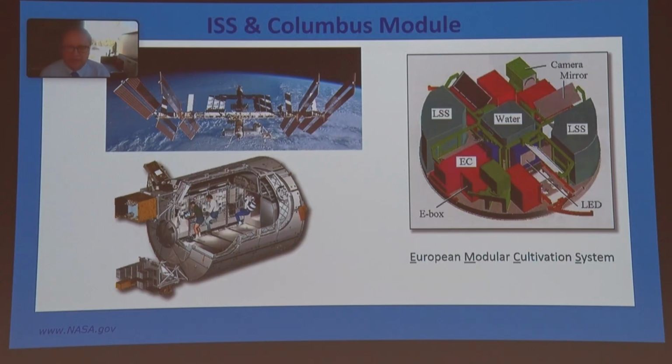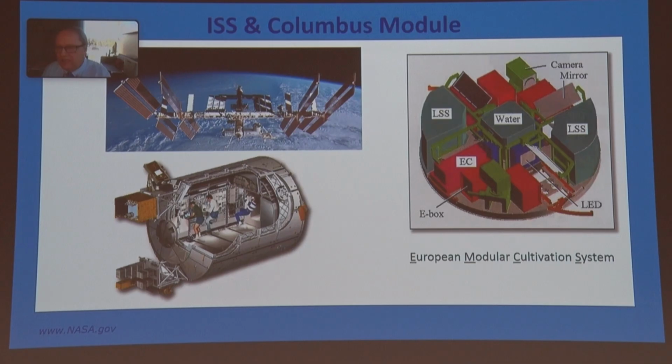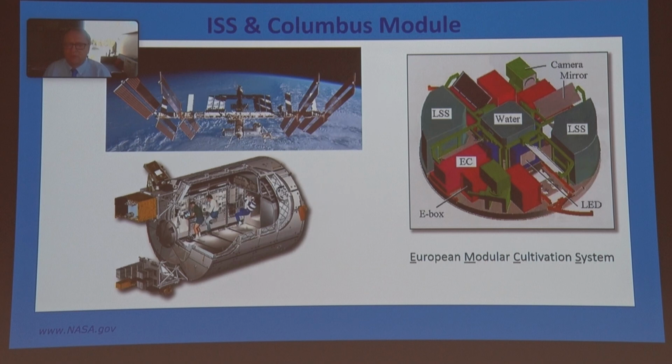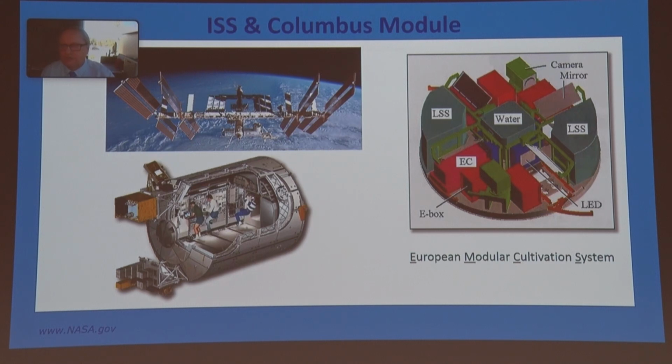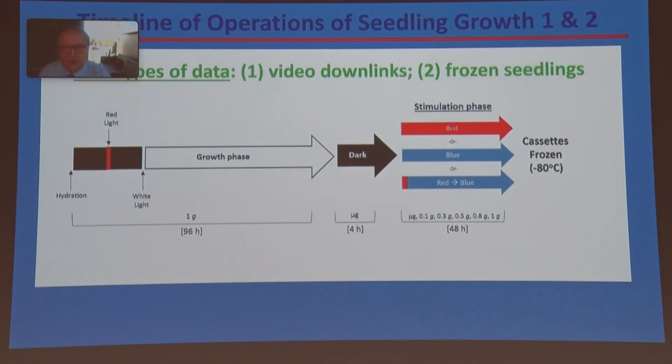The most important thing, though, is that the whole EMCS device is on a centrifuge pallet. And this is very important because you could do the experiments in microgravity, but you also could do a 1G control, and you also could do partial fractional gravity, such as the Moon-Mars level. Here's an outline of the kind of experiments we did.